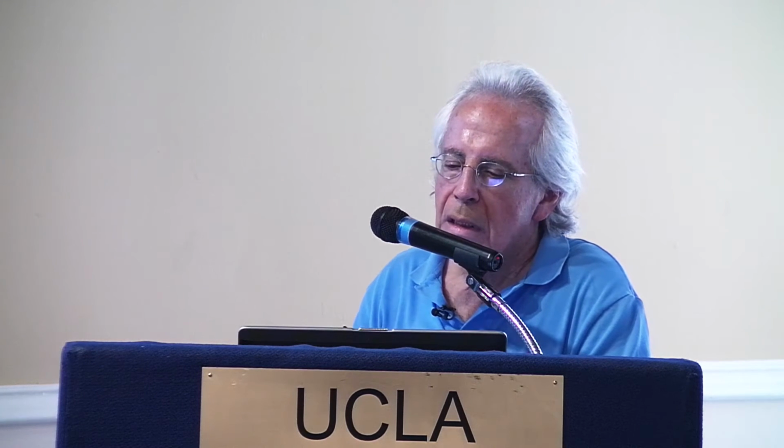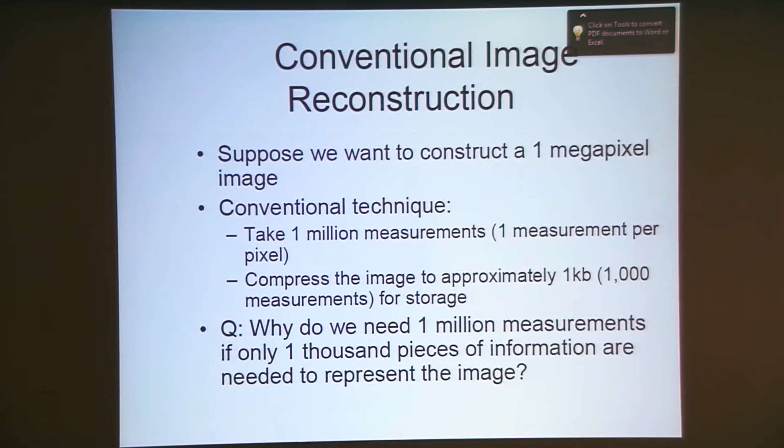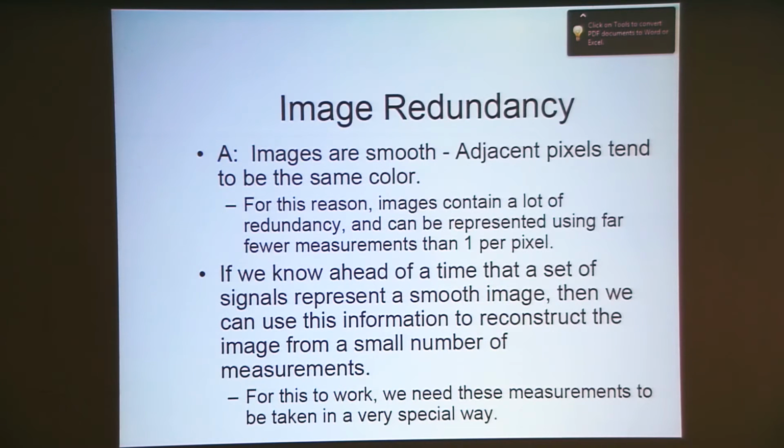So let's talk about that. Suppose you want to construct a 1 megapixel image. Conventionally, you would take 1 million measurements, and then you might compress it or something. But why do you need 1 million measurements if only 1,000 pieces are needed to represent the image if you store it? Images are smooth. There's lots of redundancy.